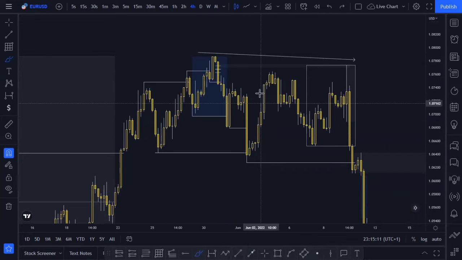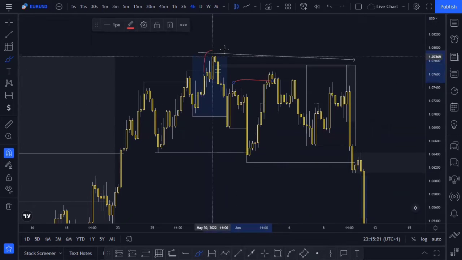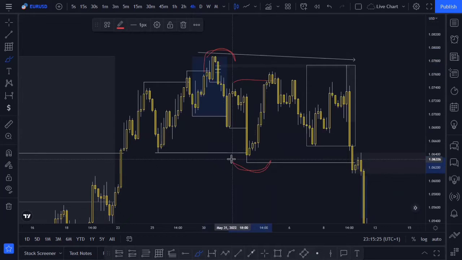But then we have this break above this high, which kind of messes up the bearish order flow. It's not some kind of, let's say, bullish order flow, but you should bear in mind that we are working within this range, which is our daily push.